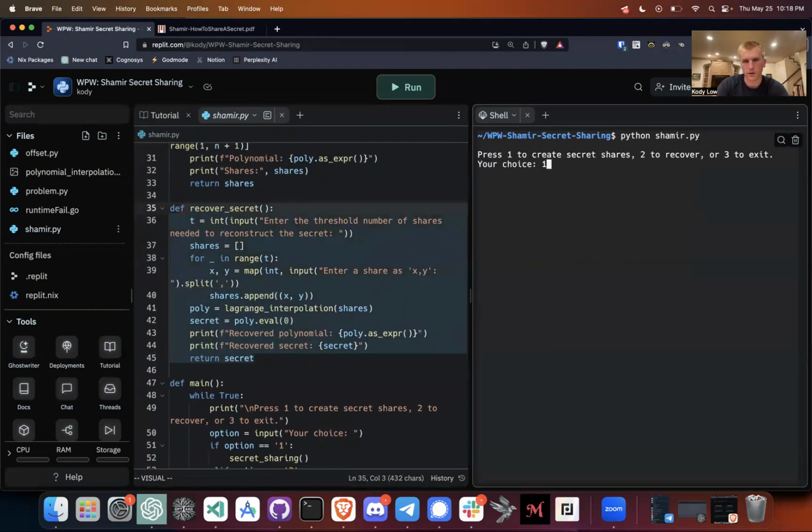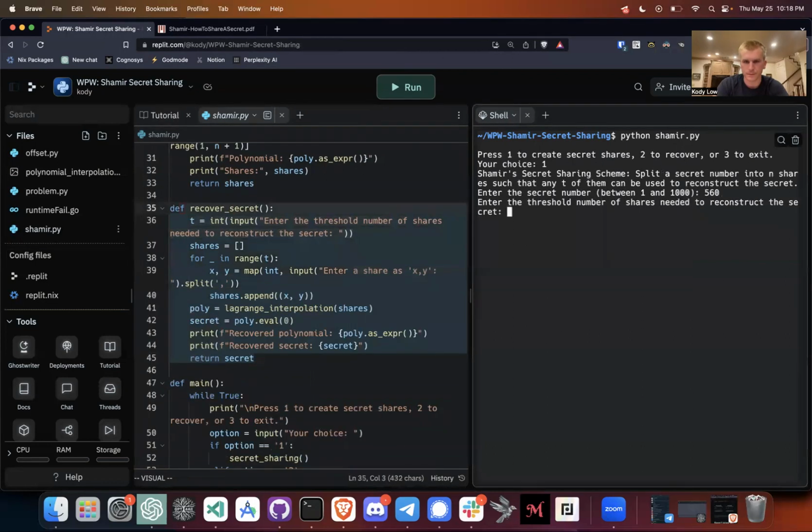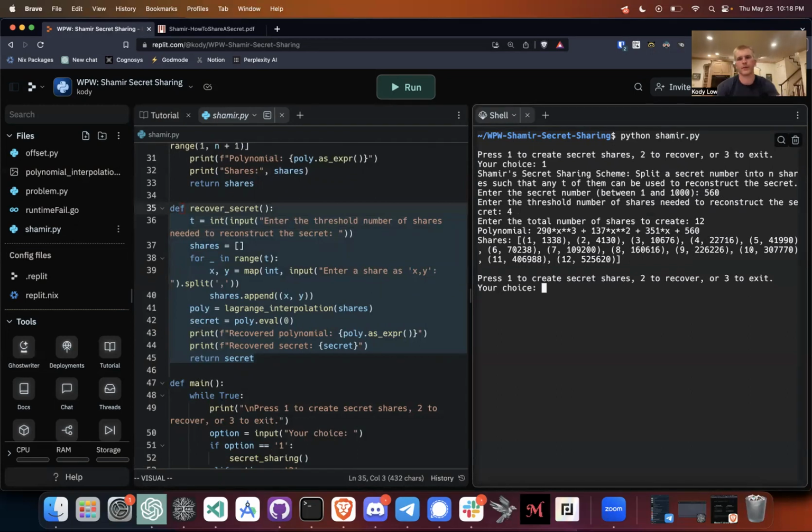So here I'm going to create shares, right? Split a secret number into n shares such that any t of them can be used to reconstruct the secret. I'm going to pick a secret number of 560. And the threshold I'm going to want is, let's do 4. And the total number of shares I want to create is 12, right?